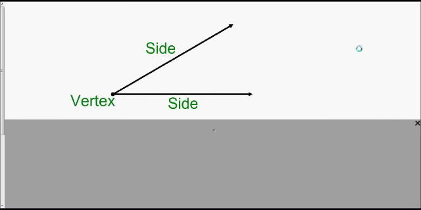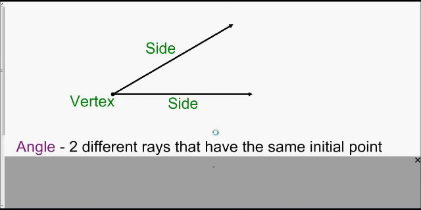All right. This is an angle, and that should be something that you've heard of before. An angle has two sides, so this is a side and this is a side. These two rays are sides, and the vertex is this point right here. So on a ray, this would be the initial point, but on an angle, we call it the vertex.